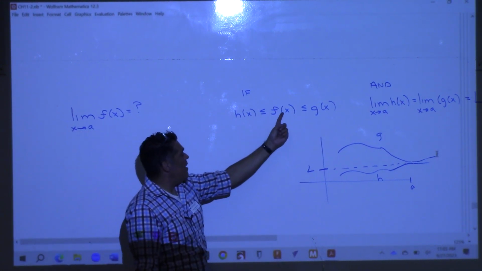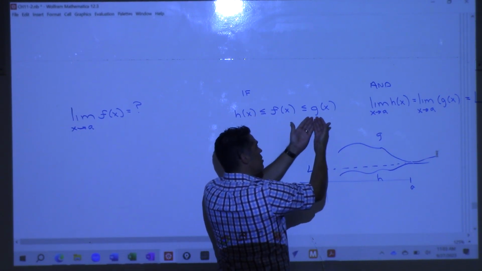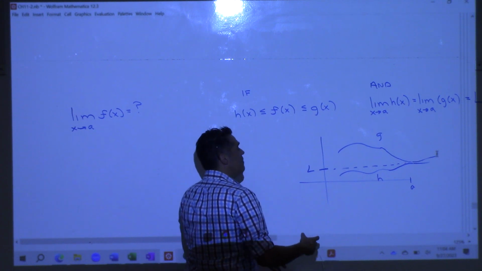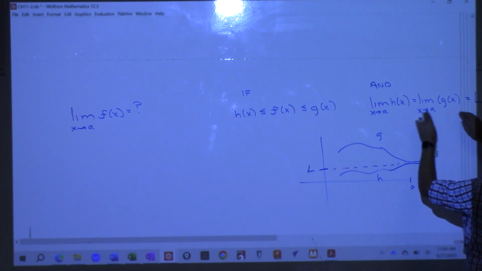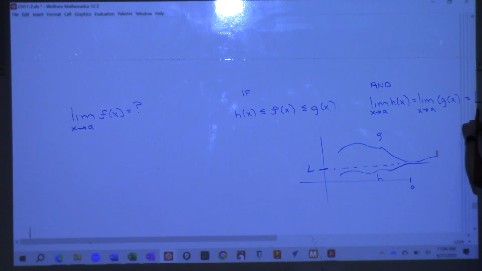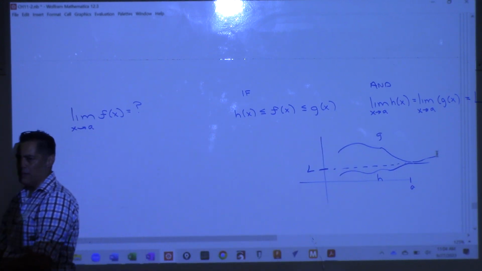So there's two things you have to have for this squeeze theorem to work. You have to have that f is bounded by two functions, a function below it and a function above it. And then you have to have that both those functions, the lower and upper bounds, both have to approach the same limit as you approach some point. Then you can be guaranteed that the f function must also go to that same place.